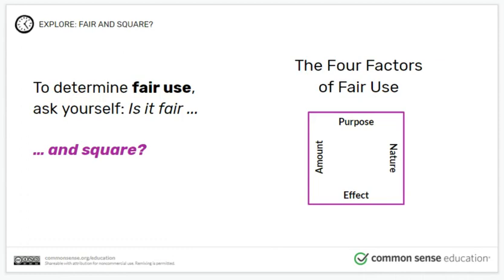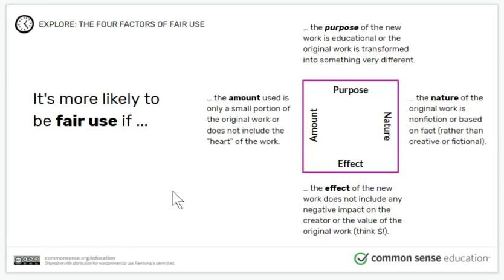Next, we're going to talk about the 4 factors of fair use. So if you find something that you want to use, you need to make sure that you're using it fairly, and you can kind of think of it as, is it fair and square? So you can think of the 4 factors as developing this square. So we have 4 keywords that you want to keep in mind. So the amount, the purpose, the nature, and the effect. So we'll go into more detail on this slide.